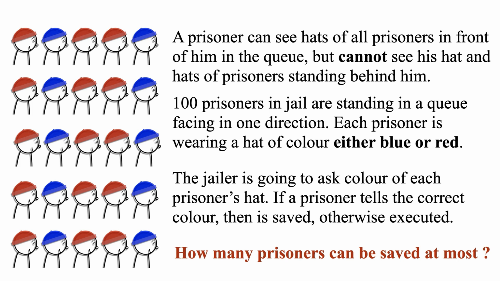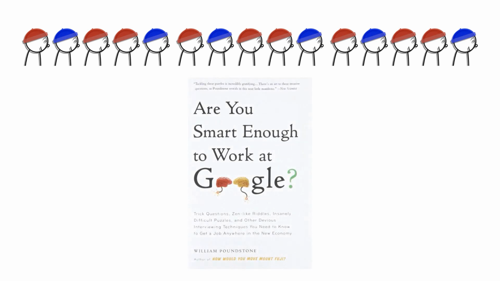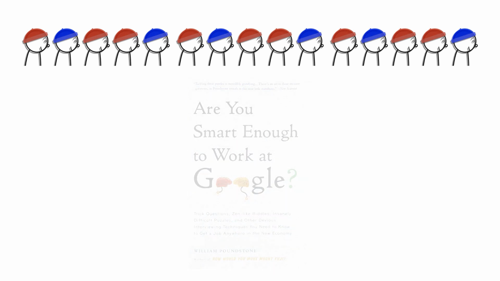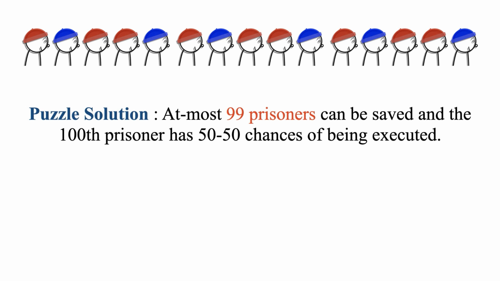Let me explain the solution now. This puzzle appears in a book called Are You Smart Enough to Work at Google? Quite incredibly, in February 2016, it seems to have been solved by Google's own artificial intelligence program. The solution to this puzzle is, at most 99 prisoners can be saved and the 100th prisoner has 50-50 chances of being executed. So how?